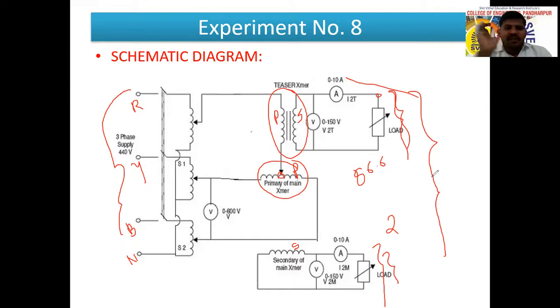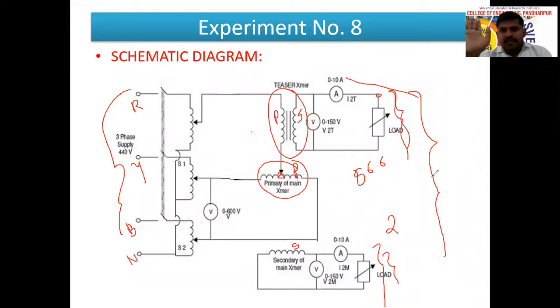That means we are able to convert two phase to three phase also, right? We are able to convert two phase to three phase, but in our country there is no generation in the form of two phase supply. So we do not use two phase to three phase conversion. Generally, we are using three phase to two phase conversion, right?